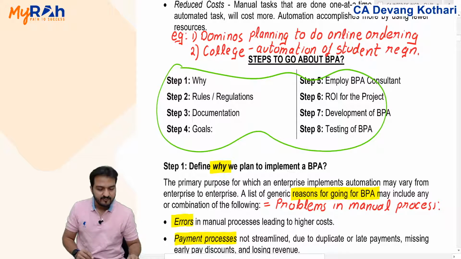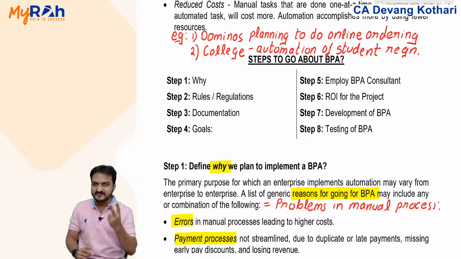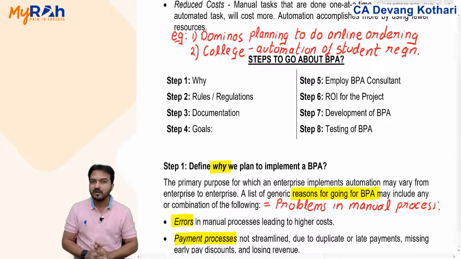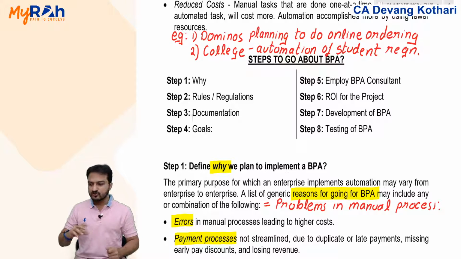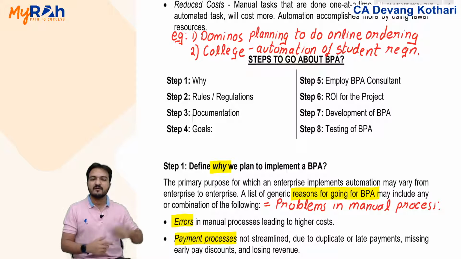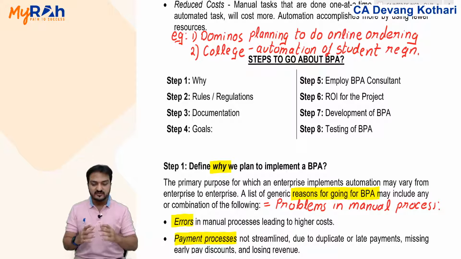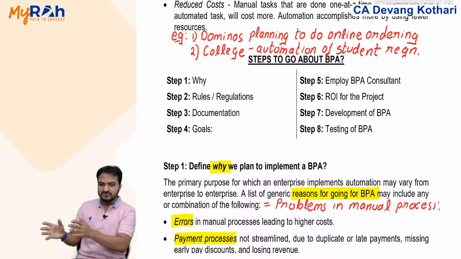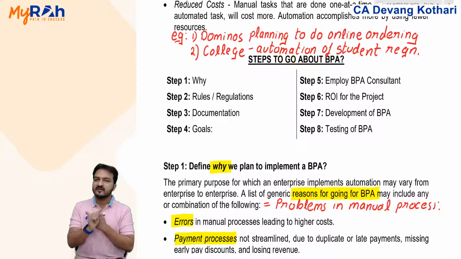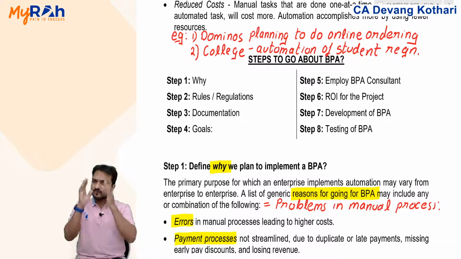Now this topic here, remember I had told you, can be asked in two ways. Either they will ask you a direct theory question, explain steps to do BPA, or they might ask you this in the form of a case study. Case study as in they will ask you an example like Domino's or the college, and they will tell you to explain how Domino's can implement automation in its business, or how this particular college can implement automation in its business. Whether they ask you as a direct theory question or as a case study, in any case, your answer will remain almost the same.